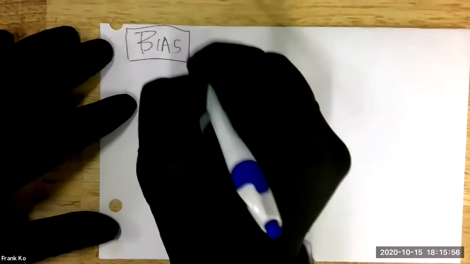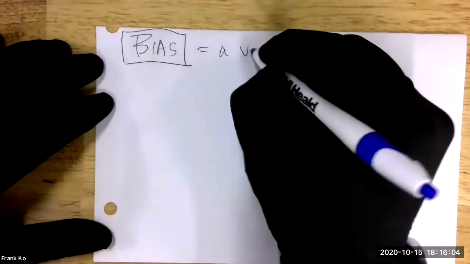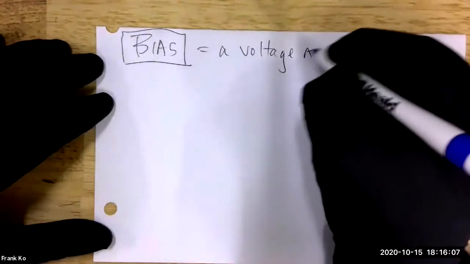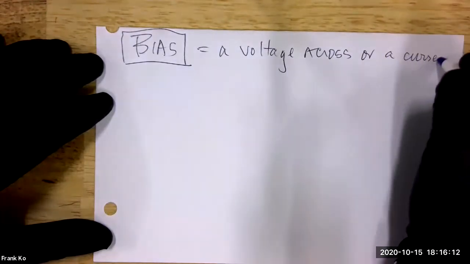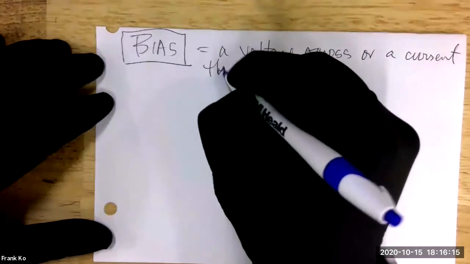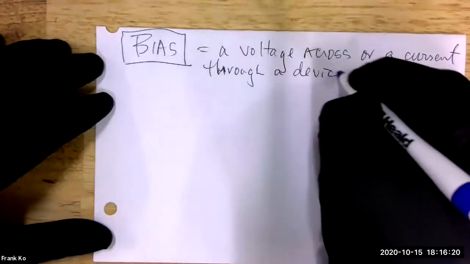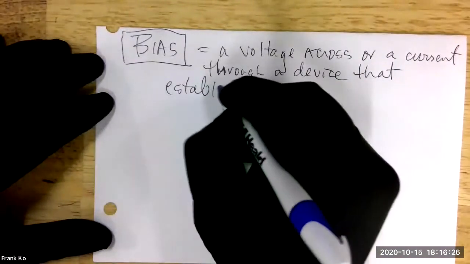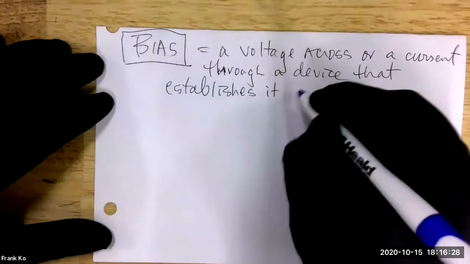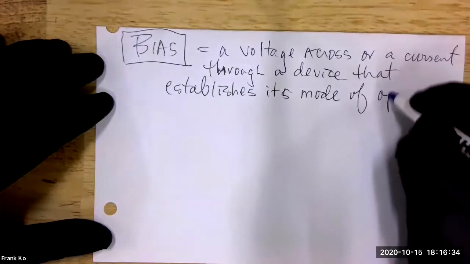This is a really important word. You want to add this to your journal, bias, B-I-A-S. And bias is a voltage across or a current through a device that establishes its mode of operation.